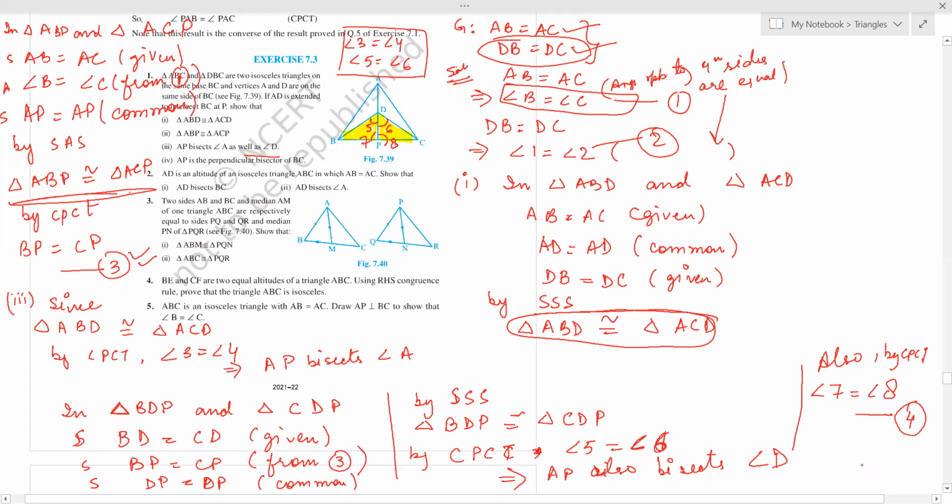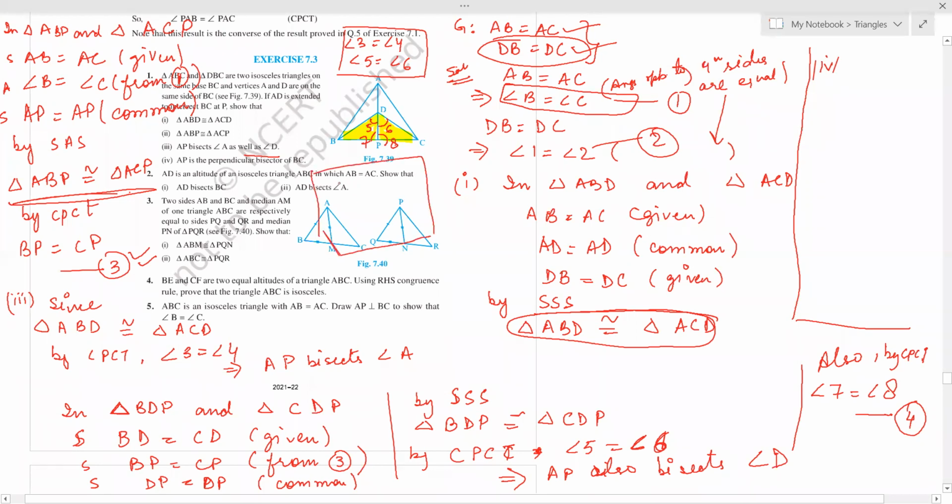All right, so let's move to part number 4 now. What does it say? That AP is the perpendicular bisector of BC. Let me clean my figure. So what I have to show is, I'm writing something here as rough work.